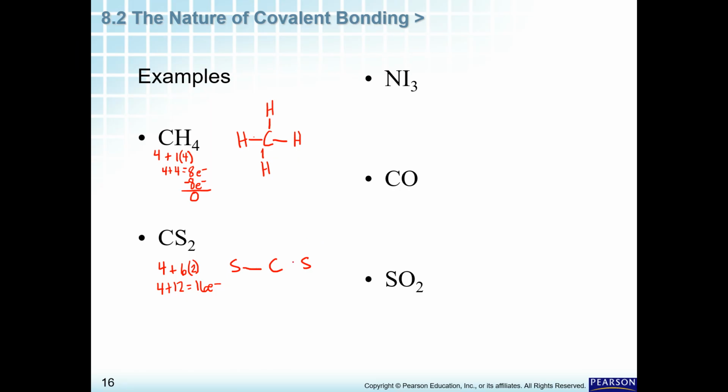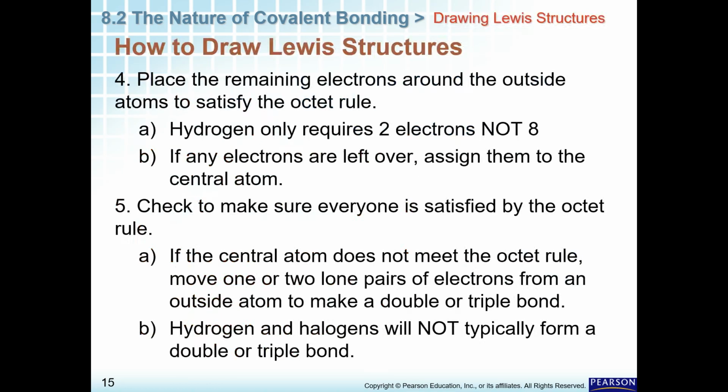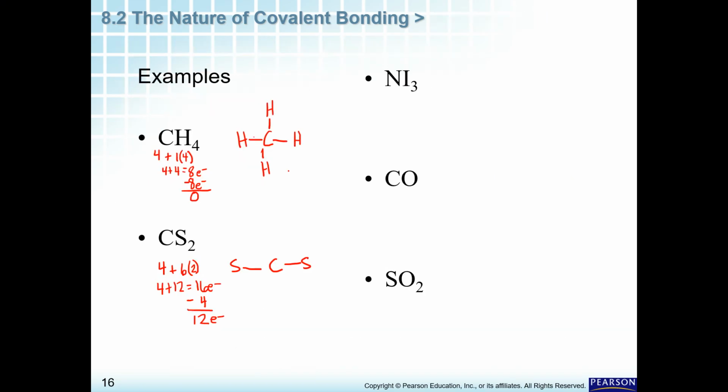Here, I'm then going to make a bond between these atoms, and I use 2 electrons in this bond, 2 electrons in this bond, so I used 4 electrons. Now I'm allowed 12. In this situation, we now have leftover electrons, unlike the example before this. So let's see what happens to my remaining electrons. It says place the remaining electrons around the outside atoms to satisfy the octet rule. If any electrons are left over, then we can put them on the central. So again, we're going to make the outside happy first and then put any remaining on the middle.